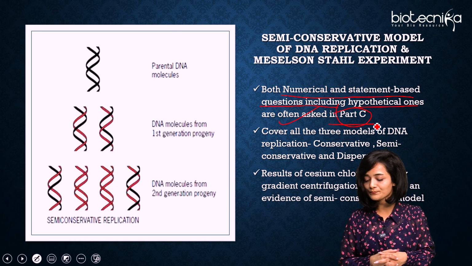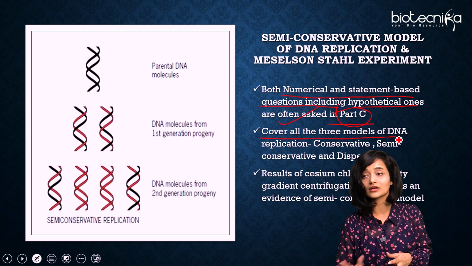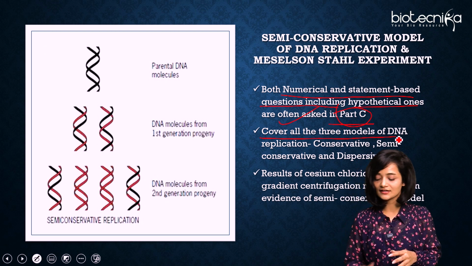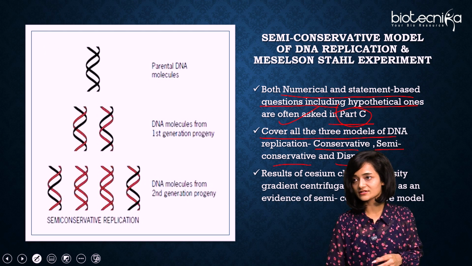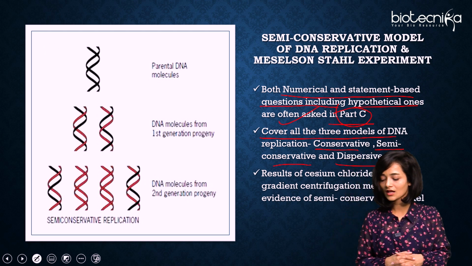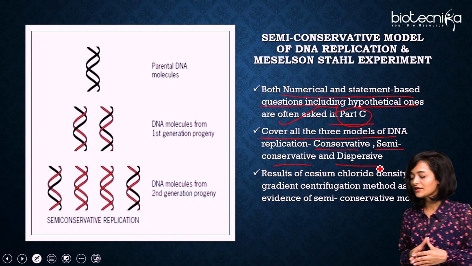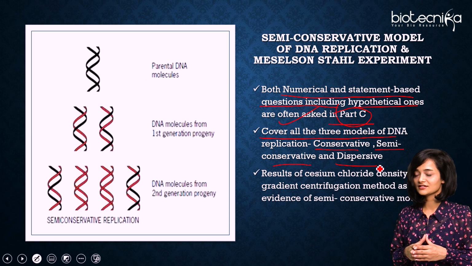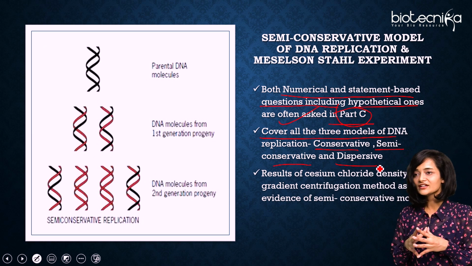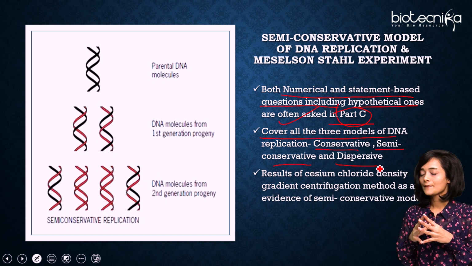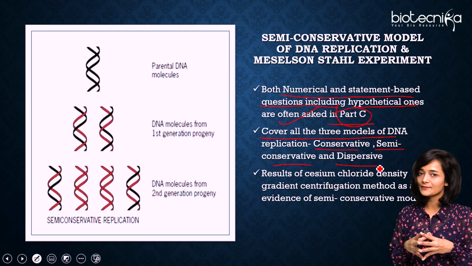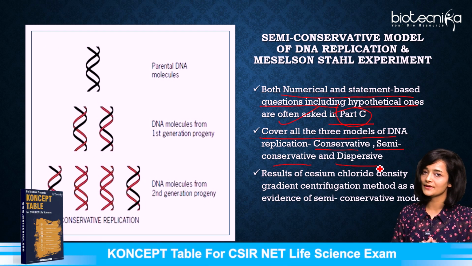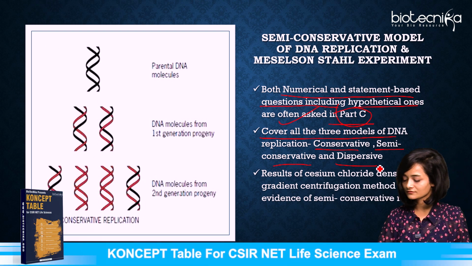Then you need to cover all the three models of DNA replication, that is conservative, semi-conservative and dispersive. The results of the cesium chloride density gradient method as evidence of the semi-conservative model are also important to study, because graphical based questions or experimental based questions come from this section.